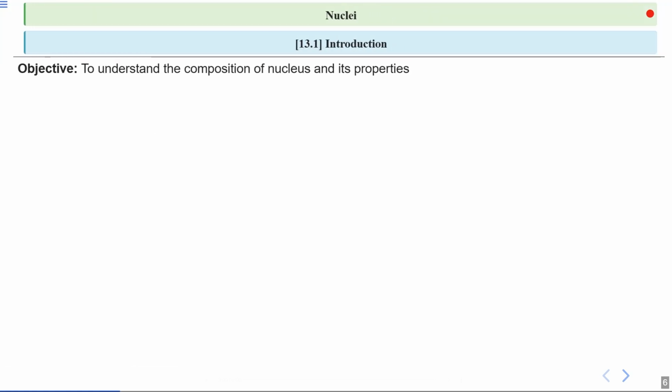So let's look at the objective. We want to understand what makes up the nucleus of an atom and what properties it has. The nucleus is a tiny but crucial part of every atom, and by the end of this lesson, you will know why it's so important.